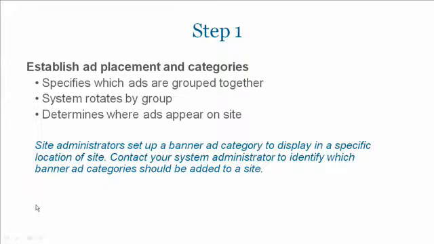Step 1 to creating banner ads begins on the Categories tab. Banner ad categories are usually set up by your site administrator before you begin using the module. Categories determine where banner ads appear on the site, and the category specifies which banner ads are grouped together so that the system can rotate through all of the ads in a category.